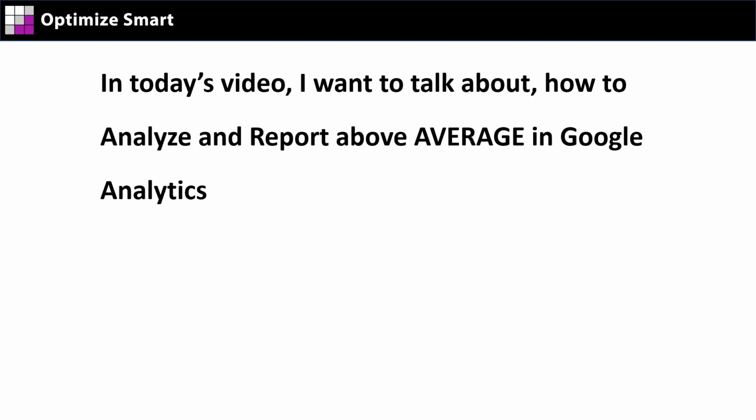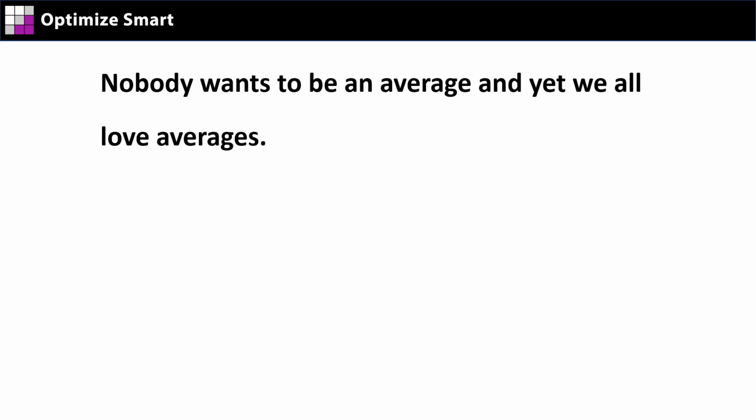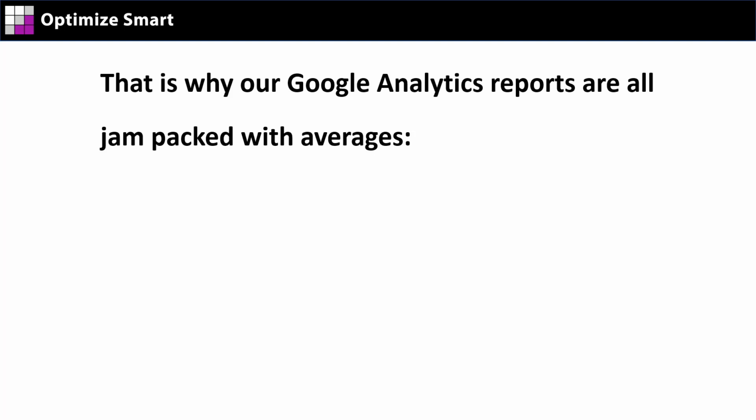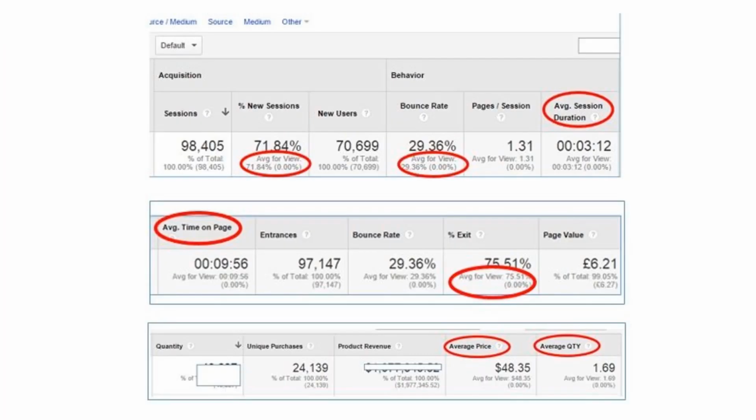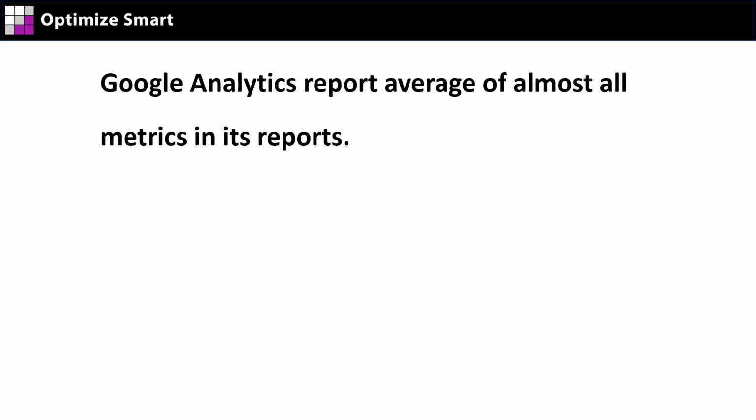In today's video, I want to talk about how to analyze and report above average in Google Analytics. Let's be honest here. Nobody wants to be an average, and yet we all love averages. That is why our Google Analytics reports are all jam-packed with averages. We have got average session duration, average time on page, average price, average quantity, average order value, etc. Google Analytics reports the average of almost all metrics in its reports.